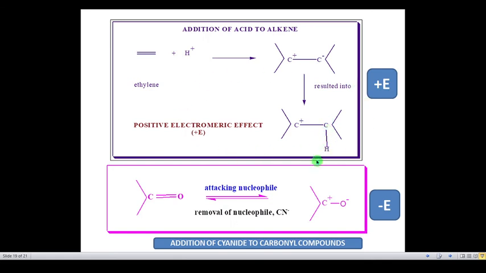This particular type of reaction is called the positive electromeric effect, which is called the plus E effect. And this is the addition of cyanide ion to a carbonyl compound, which we discussed in the previous slide. This is called the minus E effect.